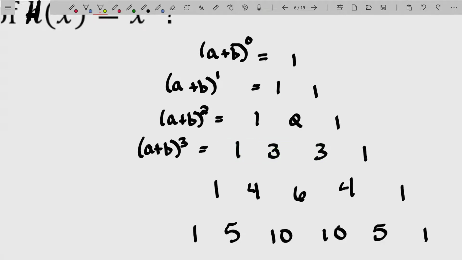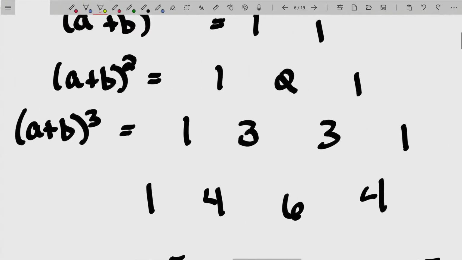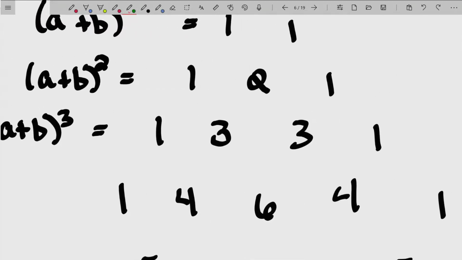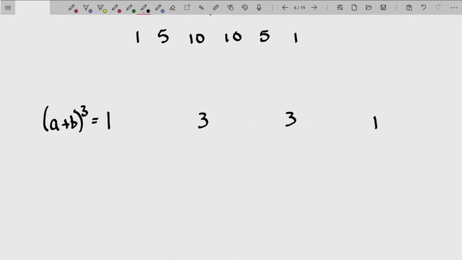Thing you need to note about the powers. I always start, remember it's a plus b? I always start with a to the highest power, the 3rd power. So a to the 3rd, and then b to the 0th. Hard to see, I know. I should probably zoom out and rewrite that. All right, here we go.